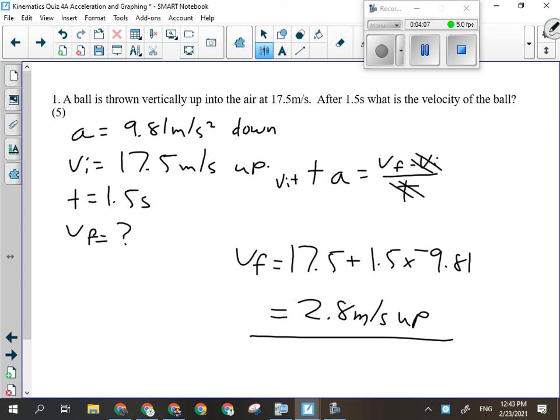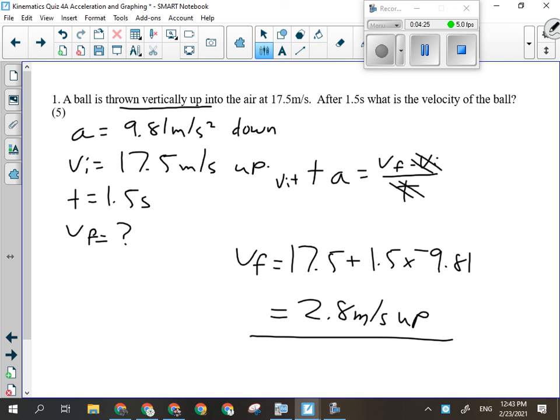Then it will be wrong. Really? Yes, see, because the question says up. Up is the vector, so your answer has to have up or down as the vector. Yeah, I know that seems really picky. And it is. And I make no apologies for that. It is picky, okay? But it's also physics.